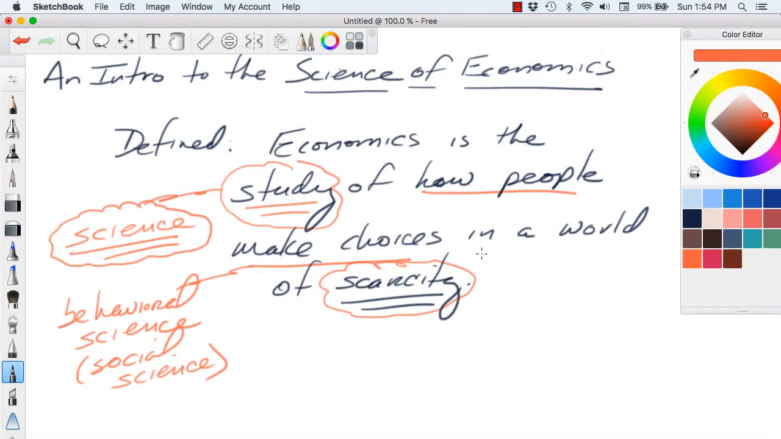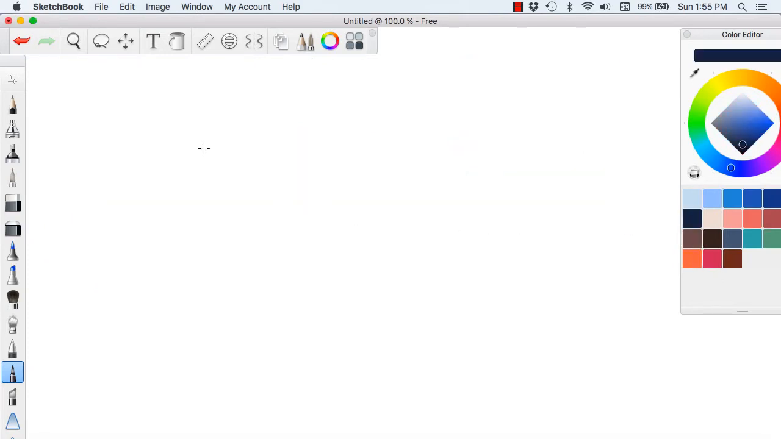What I want to do now is connect scarcity, choice, and opportunity cost. If you live in a world of scarcity, you're going to have to make choices. And whenever you make a choice, you incur what we call an opportunity cost. So I'd like to lay that out for you right now. What I'm going to do is erase this and start all over again.